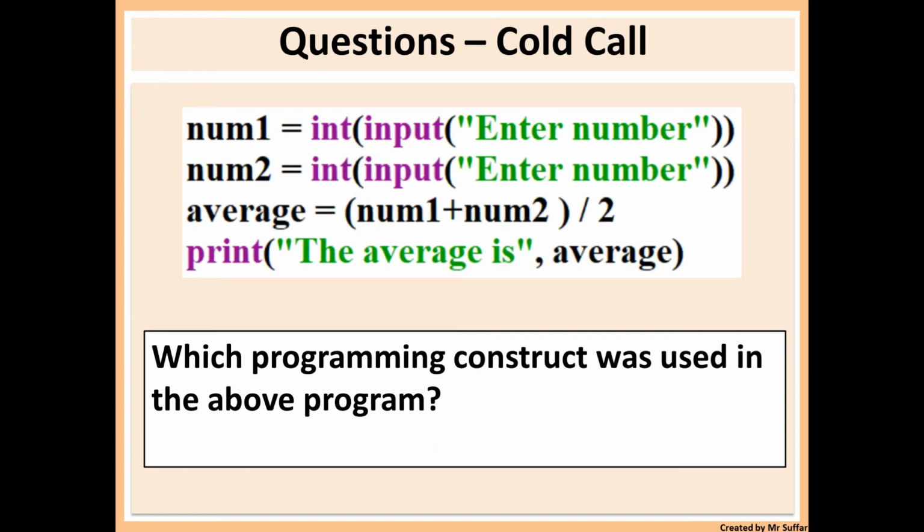Here we have another example. It says num1 equals input, we're asking a question, and then num2, asking a question, and then we're just calculating the average and printing it. This is just a sequence because there are no if statements and there are no loops as well.